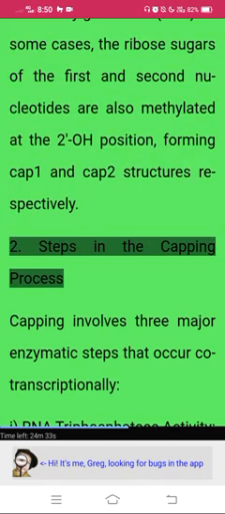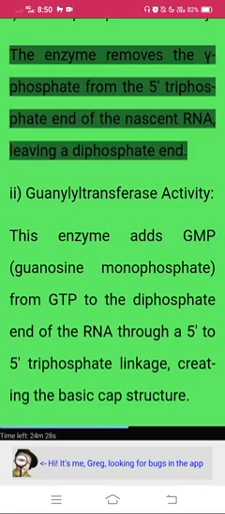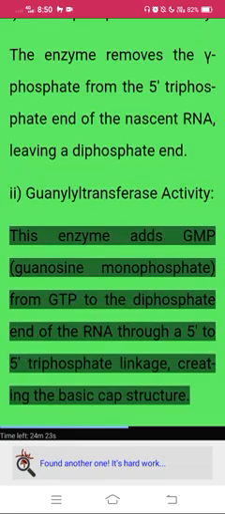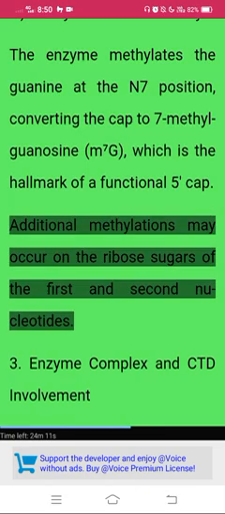2. Steps in the capping process. Capping involves 3 major enzymatic steps that occur co-transcriptionally. RNA triphosphatase activity: the enzyme removes the gamma phosphate from the 5' triphosphate end of the nascent RNA, leaving a diphosphate end. Guanylyltransferase activity: this enzyme adds GMP, guanosine monophosphate, from GTP to the diphosphate end of the RNA through a 5' to 5' triphosphate linkage, creating the basic cap structure. Methyltransferase activity: the enzyme methylates the guanine at the N7 position, converting the cap to 7-methylguanosine, m7G, which is the hallmark of a functional 5' cap. Additional methylations may occur on the ribose sugars of the first and second nucleotides.